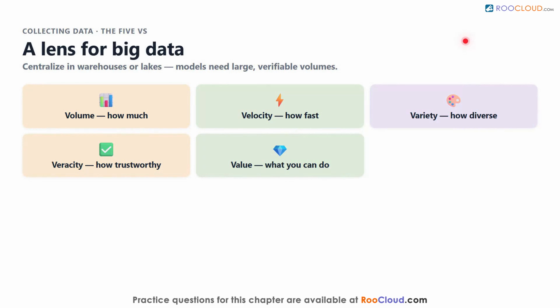Now to collecting data for AI. Organizations centralize data in warehouses or lakes so it can be analyzed and used for training, because models need large, verifiable volumes. A handy lens here is the 5 V's of big data. Volume is how much data there is. Velocity is how fast it arrives. Variety is how diverse it is. Veracity is how accurate and trustworthy it is. And value is what the organization can actually do with it.